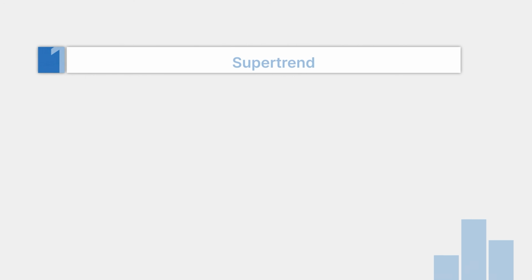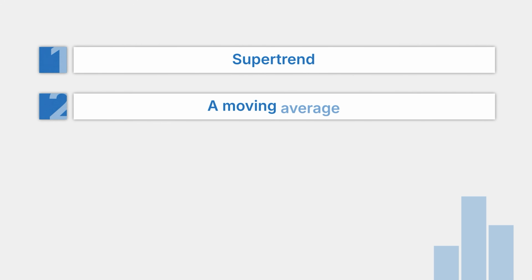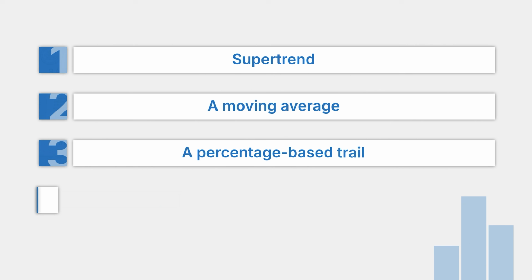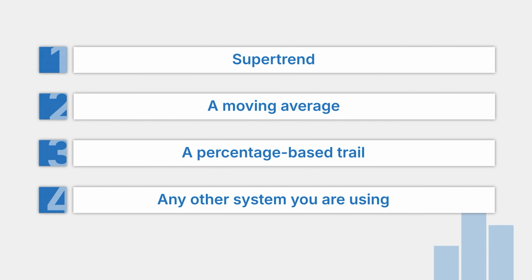Talking about stop losses, the moment your trade is in and it's active, the first thing you should do is identify where your trailing level lies, whether that is based on super trend, a moving average, a percentage based trail, or any other system you are using.